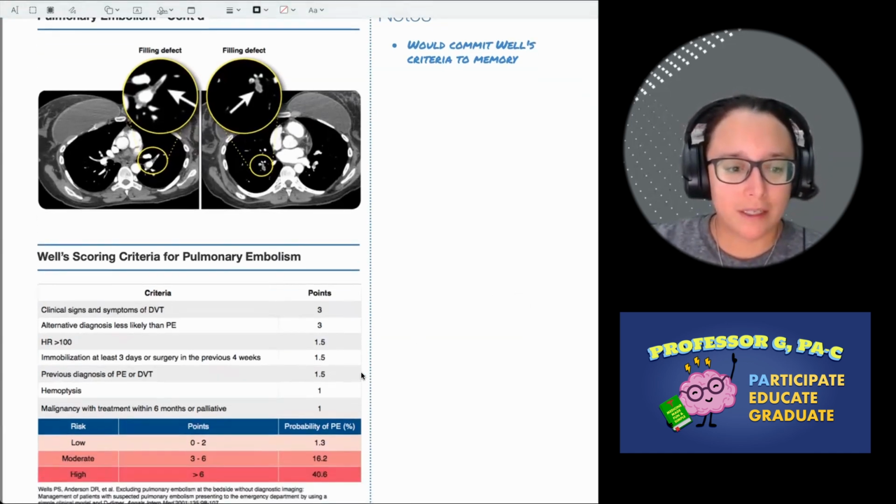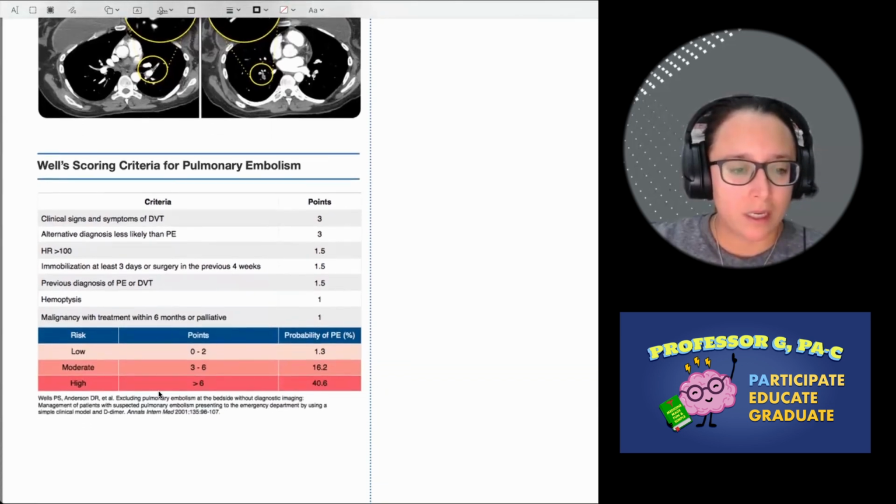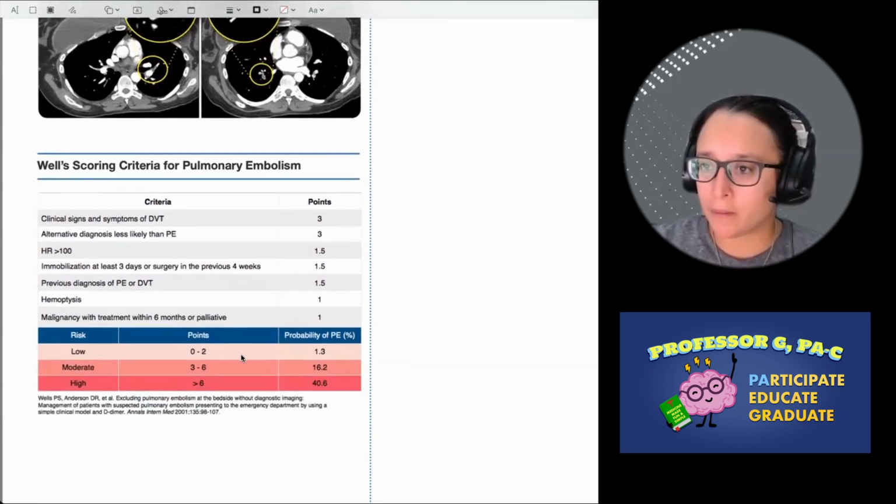Here's the Wells criteria. You should definitely be familiar with that. This one is the regular Wells criteria, not the modified.